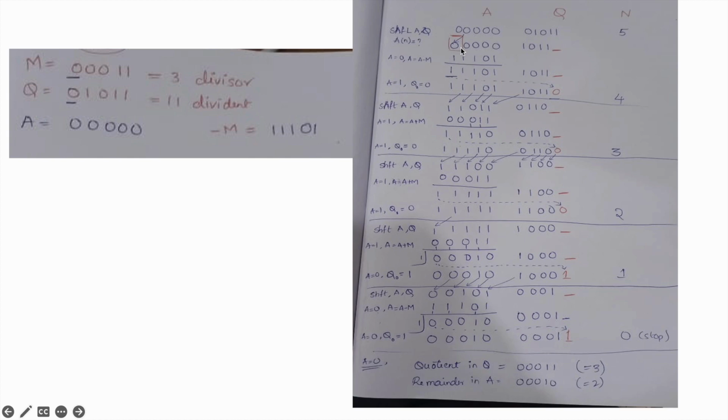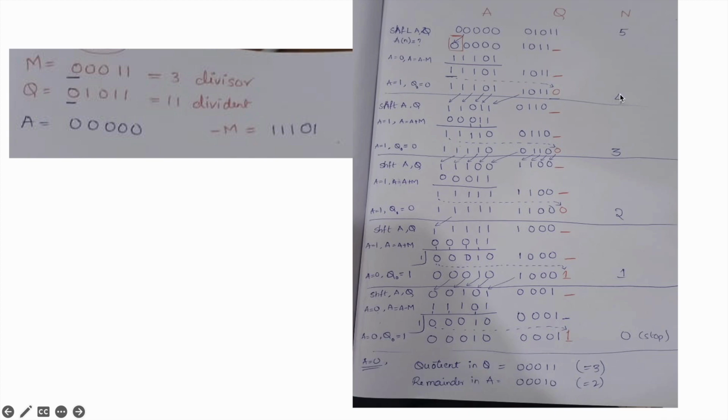Minus a is all zeros, minus m value is 1 1 1 0 1. So these two are added to get a as a minus m, 1 1 1 0 1. So 0 plus 1 is 1, 0 plus 0 is 0, 0 plus 1 is 1, 0 plus 1 is 1, 0 plus 1 is 1. So this is the result. So what is an value now? An value is 1. If an value is 1, q naught value should be 0. So this makes this value 0.